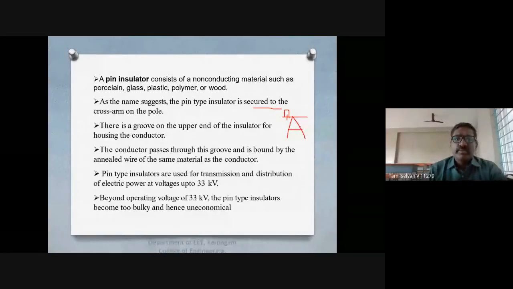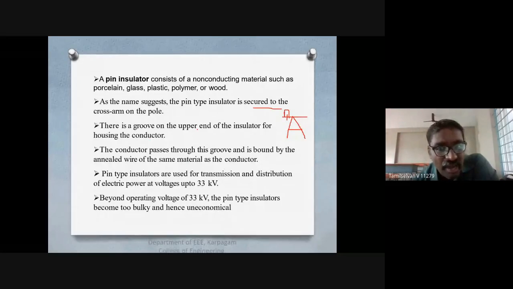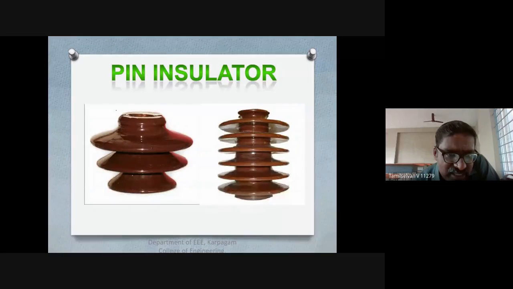There is a groove on the upper end of the insulator for the housing of the conductor. It means we have to place the conductor over the insulators, so to place the conductor there will be a groove. You can see this groove, a cut section, on both sides. The conductor will be placed in this cut section.